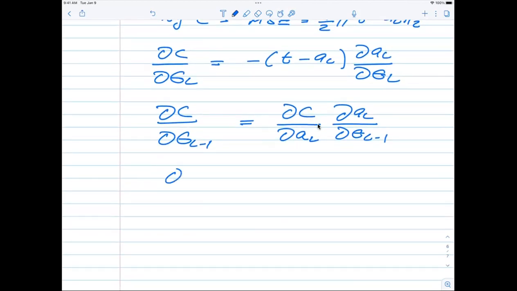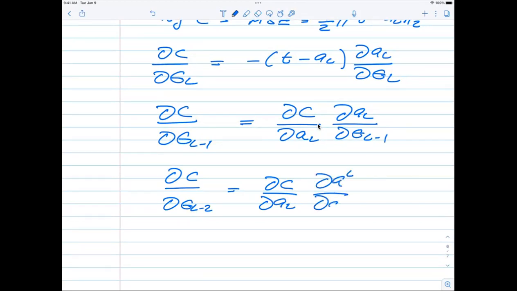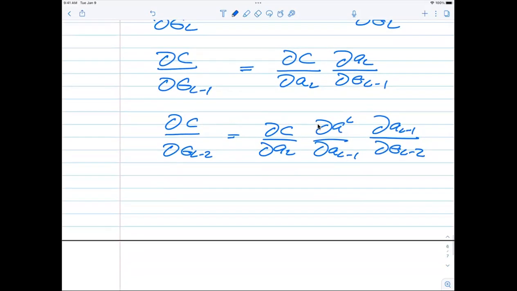We are going to continue this with a dC d theta of L minus 2, which is now going to be given by a dC dA of L multiplied with a dA of L, and then I'm going to have a dA of L minus 1 multiplied with a dA L minus 1, and then I have a d theta of L minus 2. And this is going to continue till we have reached the final layer.